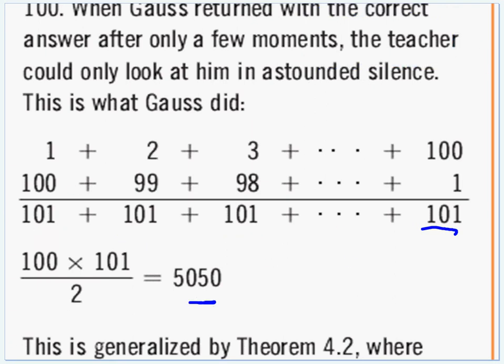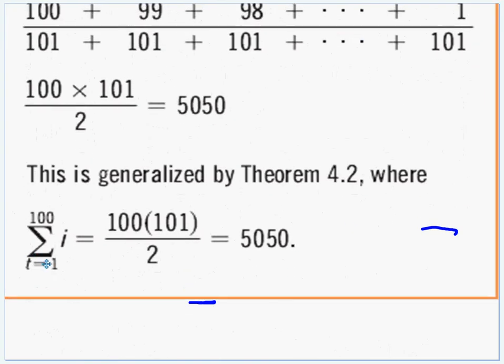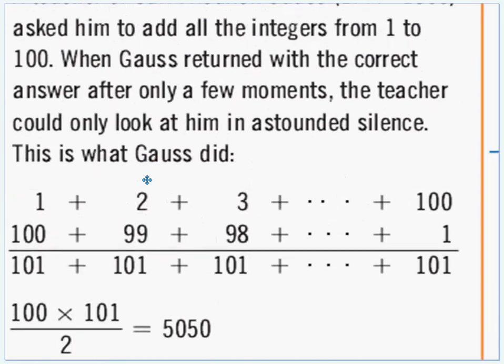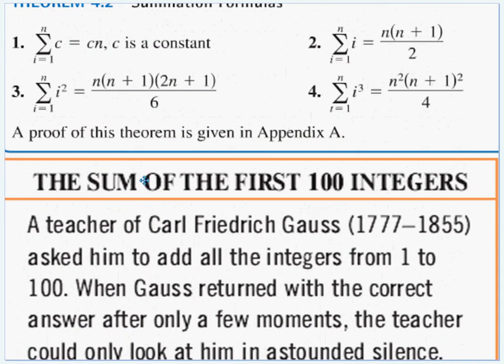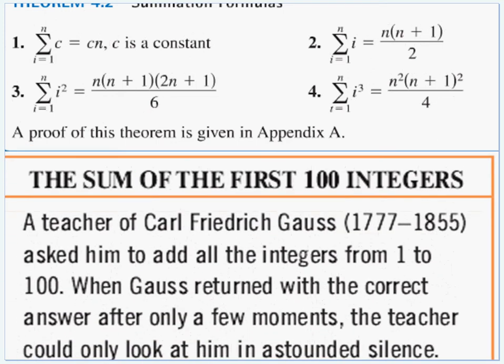This is generalized in our theorem for number 2. The summation of all the numbers from 1 to 100 is 100 times the next number, cut it in half, 5050. I'm still trying to track down exactly how old Gauss was when he did that. You know, it'd be pretty good if he was in high school, even better if he was in middle or elementary.